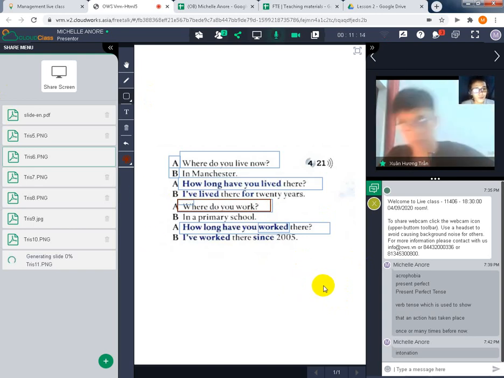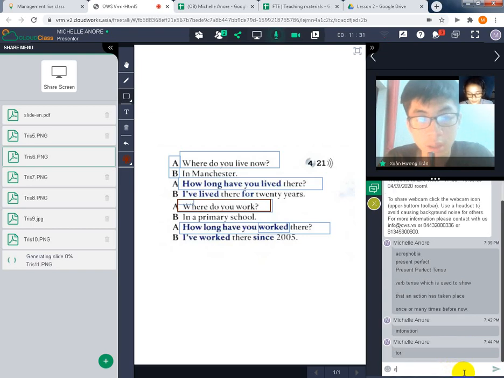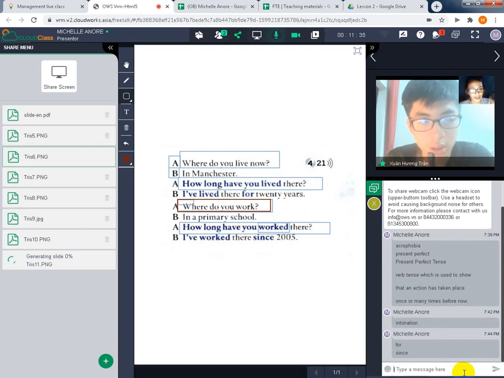Alright, what have you noticed in the conversation? They used the present perfect tense. Okay, correct. And you are also going to notice the use of for and since. Do you have any idea how for and since are used in these sentences? Yes, I do. Can you explain to me?